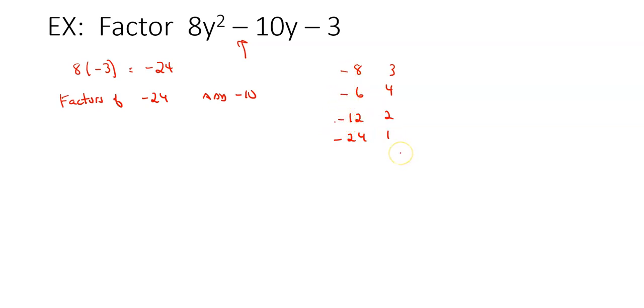So now negative 8 times 3, negative 6 times 4, negative 12 times 2, negative 24 times 1. They all multiply to be negative 24. So the first condition is satisfied. The next question is, what is the sum, right? They have to add up to negative 10.